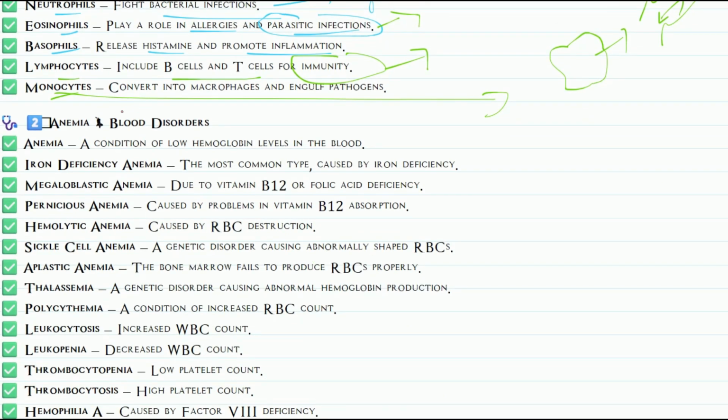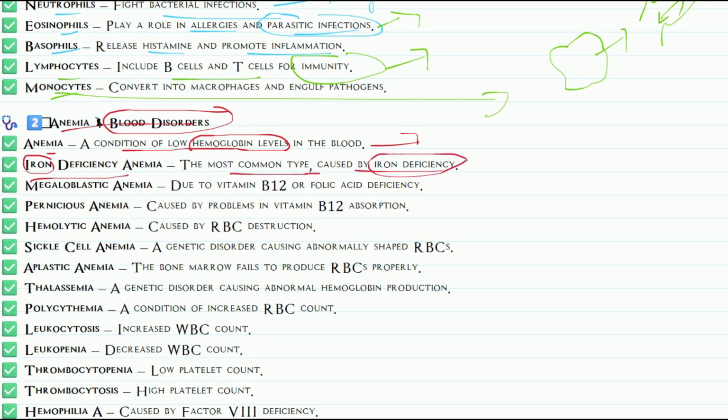Now second, we can talk about anemia and blood disorders, right? This is also important. So what is anemia? A condition of low hemoglobin level. When we see a low hemoglobin level in the blood, this is called anemia. We have different types of anemia, such as iron deficiency anemia. As the name is iron, it means there is a deficiency of iron. The most common type, caused by iron deficiency.